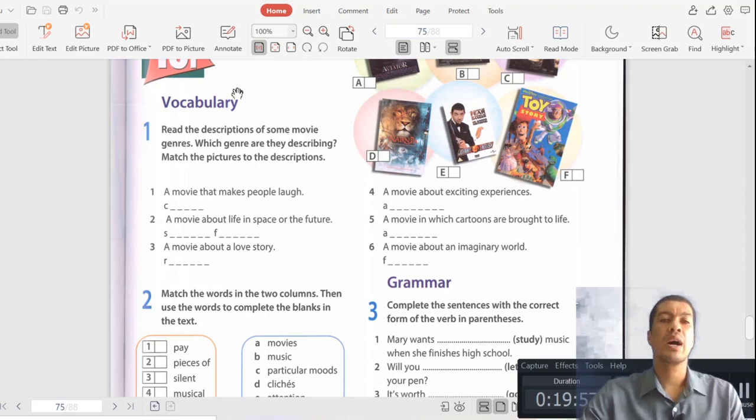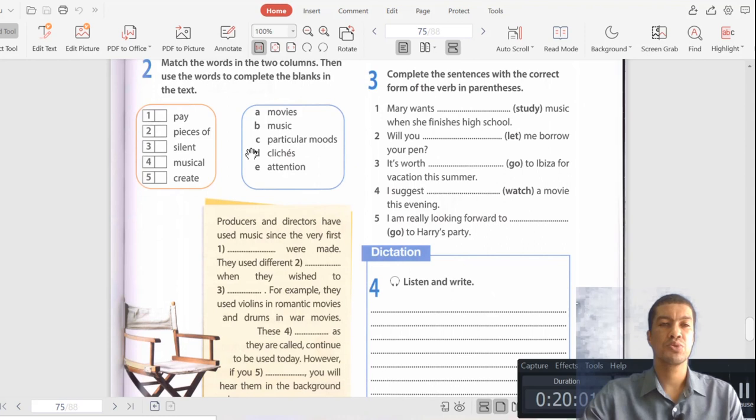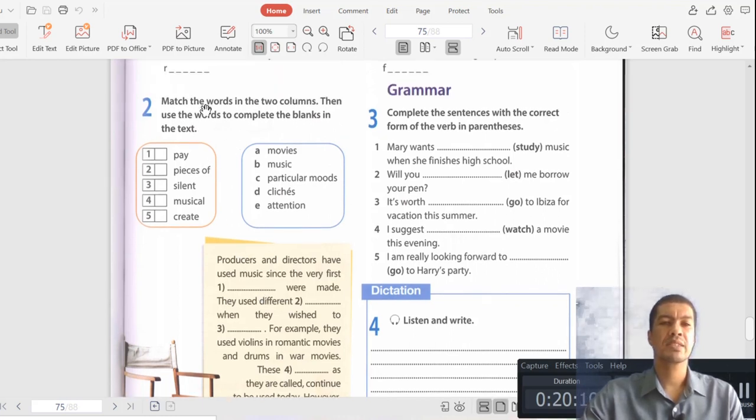Right, and that concludes our vocabulary for unit 10F number one. Let's go on to number two. Now here we have words that we need to match and use these same words in the context below. Looking at number one, match the words in the two columns, then use the words to complete the blanks in the text. So in the columns, we have pay, pieces of, silent, music, and create. And then we have movies, music, particular moods, cliches, and attention.